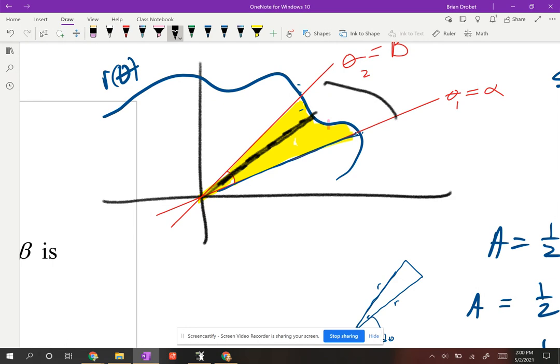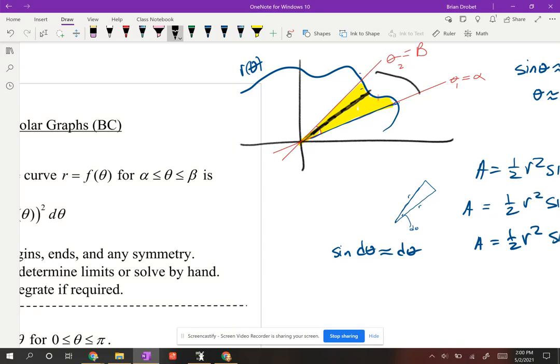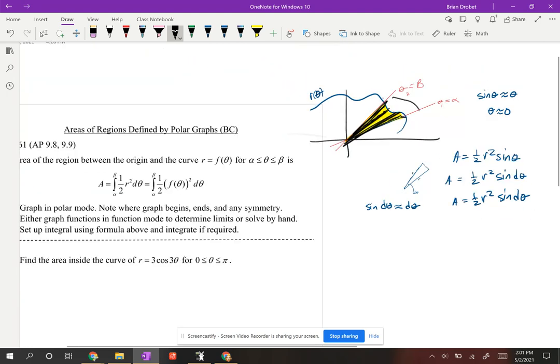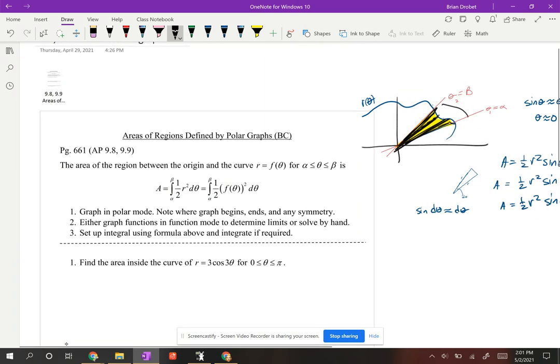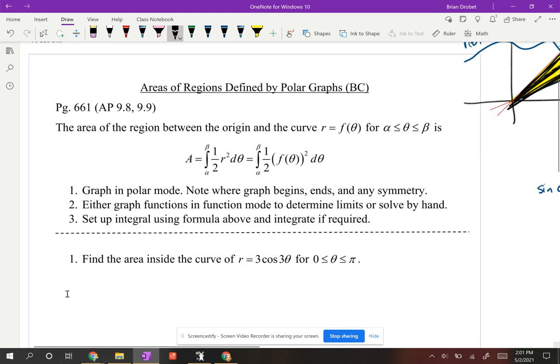I want the area all the way across. So what I'm going to do is the same thing we do with rectangles: I'm going to use an integral to add up all these little slivers together across here to get the full area. And that's what the integral does. So that's where this formula comes from. The area contained within a polar function can be found by integrating 1/2 r squared d theta.